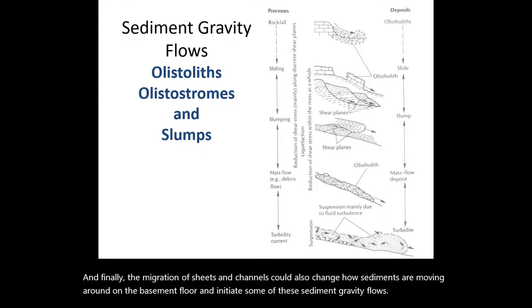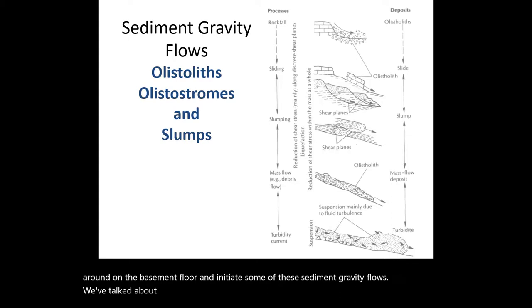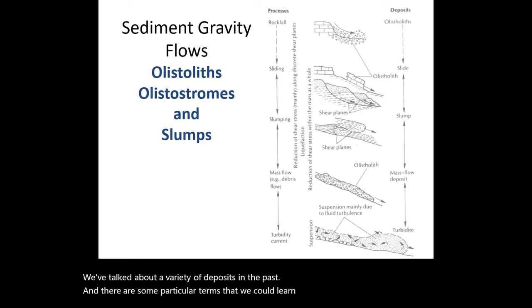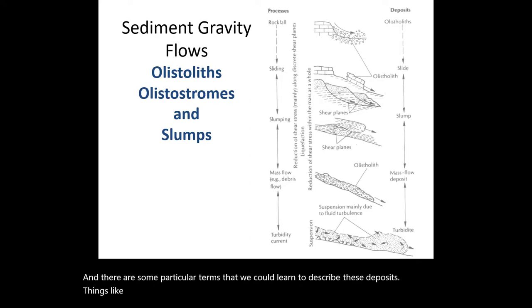We've talked about a variety of deposits in the past, and there are some particular terms that we could learn to describe these deposits. Things like olistoliths, olistostromes, and slump deposits.